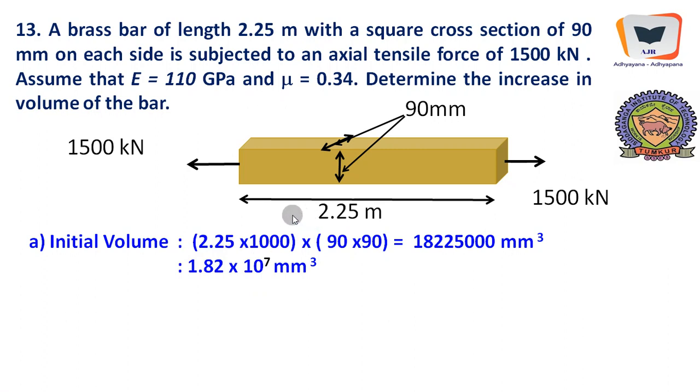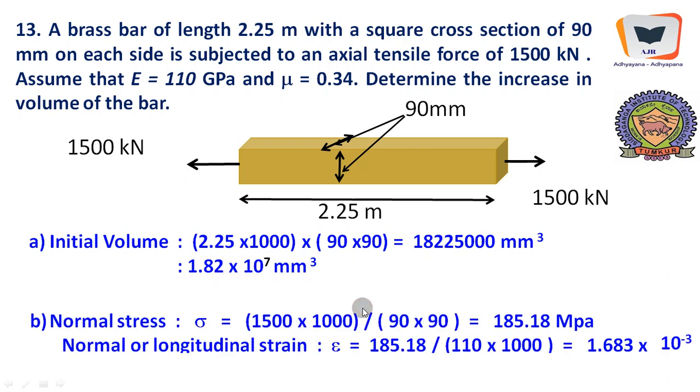We will first of all calculate the initial volume. Initial volume is the length 2.25 into 1000 to make it millimeter, times 90 into 90, already given in millimeter. So this gives us the volume of this entire bar, which can be expressed succinctly as 1.82 into 10 to the power of 7 millimeter cube.